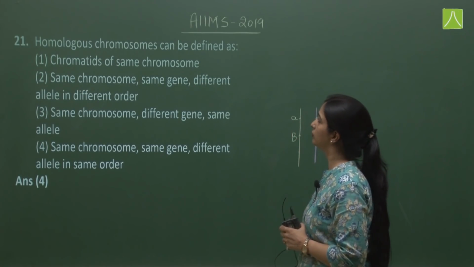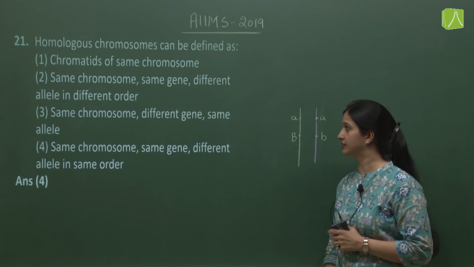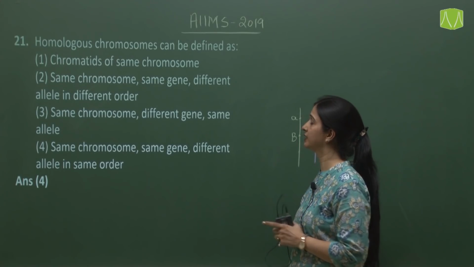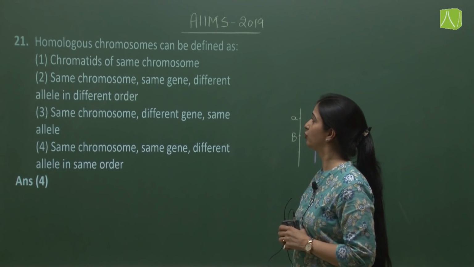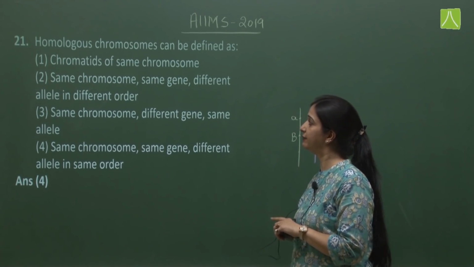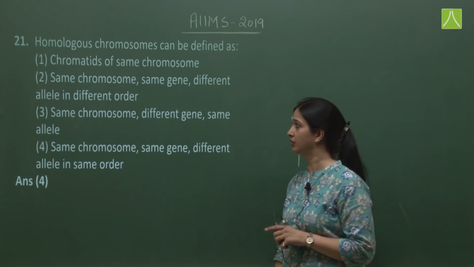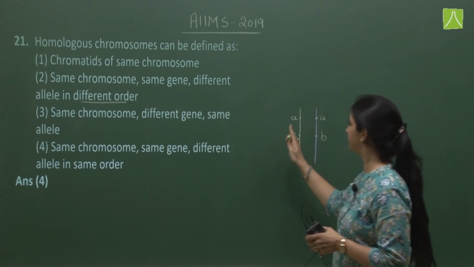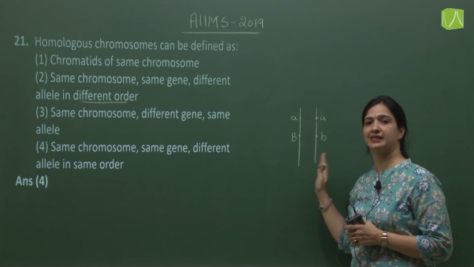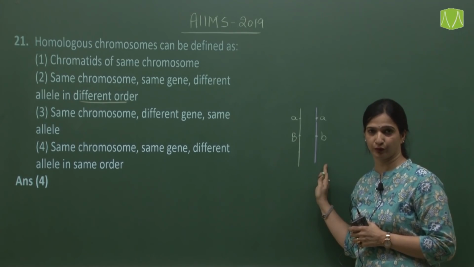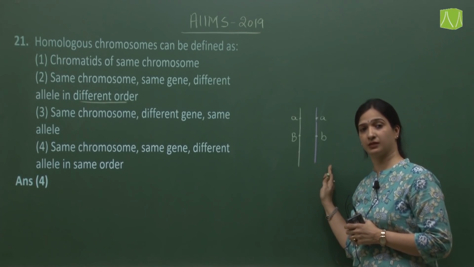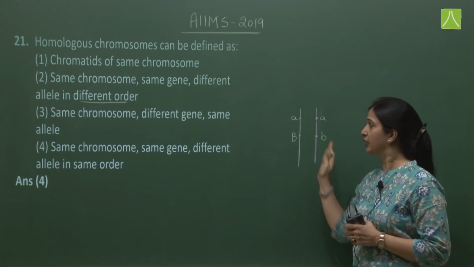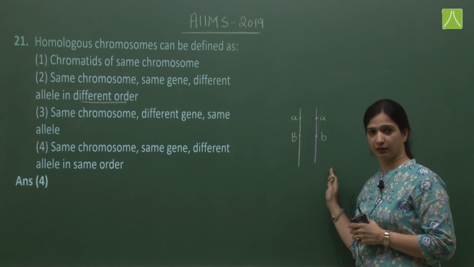Question number 21, homologous chromosome can be defined as. First is chromatids of the same chromosome. No, this is incorrect. Let us see the second option, same chromosome, same gene, different allele and different order. Here different order will be incorrect. Why? Because homologous chromosomes are basically the pair of chromosomes which pair up during meiosis, at the zygotene stage, that is synapsis. One is paternal and one is maternal chromosome.